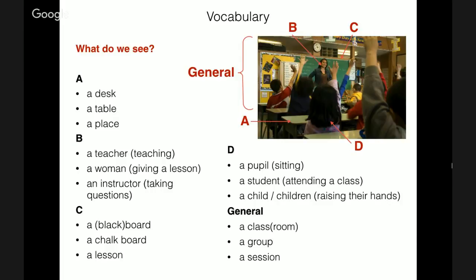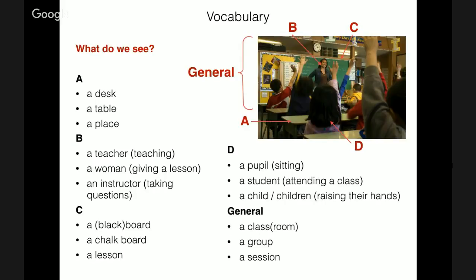D, in school, we call that a pupil. The pupil is sitting. We could also call it a student who's attending a class. We could also call it, of course, a child or children if you're describing all of them and they're raising their hands. Again, you can mix them. A pupil raising his hand, a student sitting, a child attending a class. You know, there are many permutations.